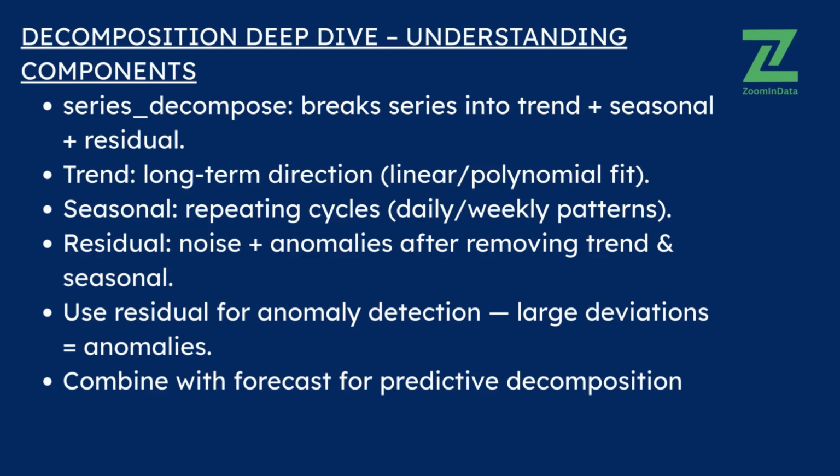The real power is in the residual. Large deviations from zero indicate anomalies. Use decomposition before anomaly detection. Remove predictable patterns first so you catch true outliers. Combine with forecasting. Decompose historical data, forecast trend plus seasonal, add uncertainty to residual. Gives full predictive view with confidence. This breakdown turns black box series into understandable, explainable components, essential for root cause and prediction.